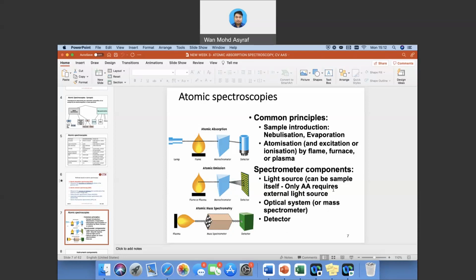So spectrometer components are the same as UV-visible. You need to have a light source, and then we need to have some kind of optical system, and then a detector. In this picture, you can also look at the difference between atomic absorption, atomic emission, and also atomic mass spectrometry.